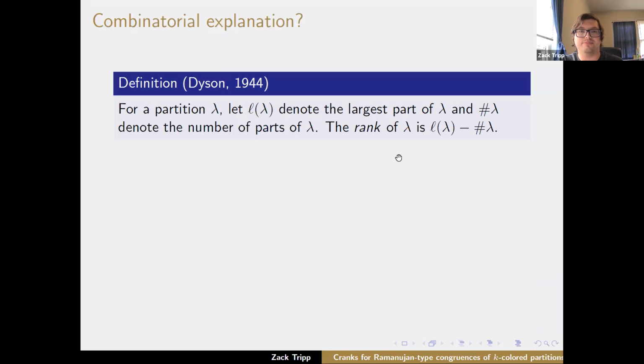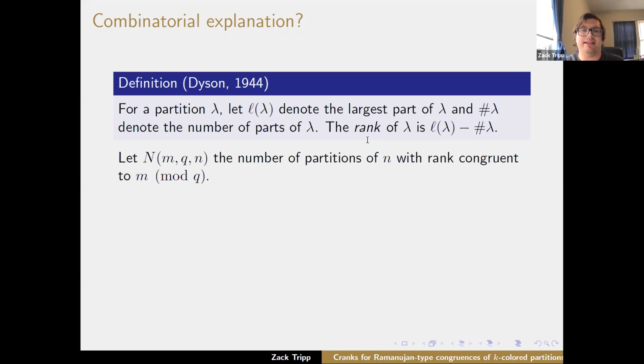might be. So Dyson, in 1944, defines what he calls the rank. If you're given a partition, you take the largest number that appears in the sum and subtract the number of summands, and you get this number called the rank. This is called a partition statistic, and the reason we're interested in it is, if you compute all the partitions of n that are congruent, and put them into bins based on what they are mod Q.